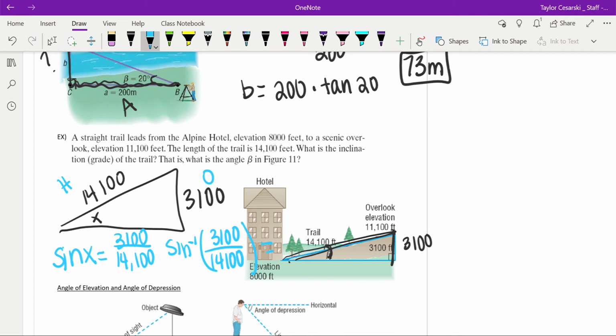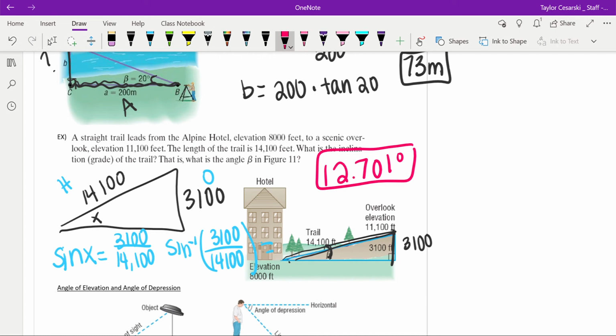And when you type that in your calculator, you get right over here, 12.701 degrees. And you can see, obviously it's not drawn to scale, but you can see it's a very slight incline there. So 12.701 degrees.